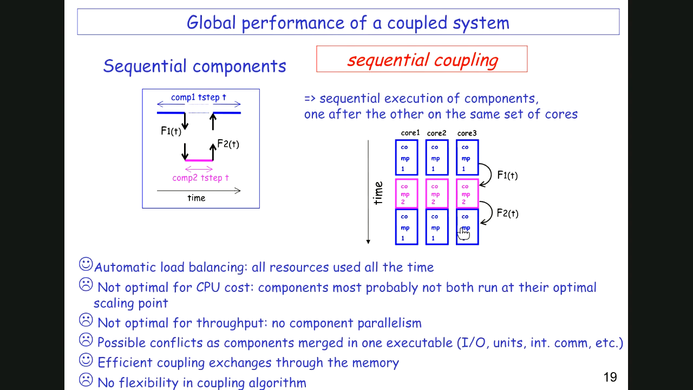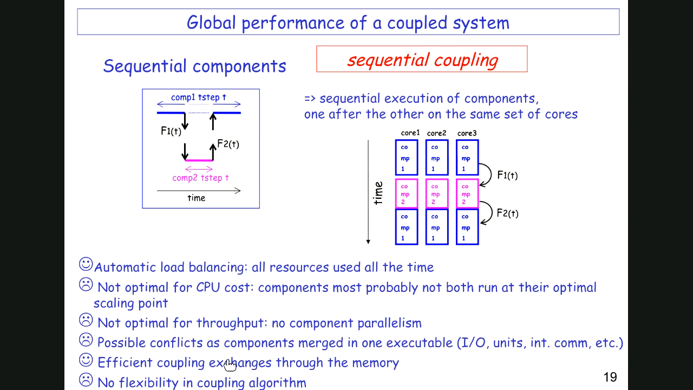Also, when you run your components on the same set of computing resources, usually what you do is merge them into one same code, and then you have subroutines called one after the other within that code. And that might be quite delicate, because when you merge different components into one code, you can have different conflicts regarding, for example, the IOs or the internal communication of the components or the units, etc. So that's something that you have to take care of.